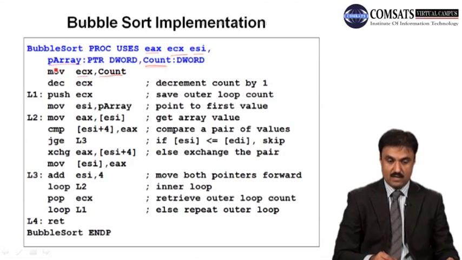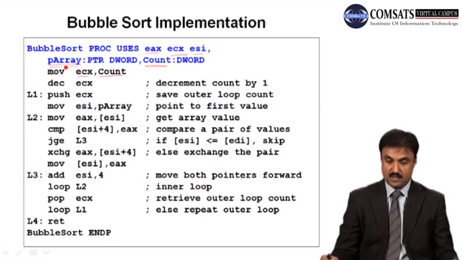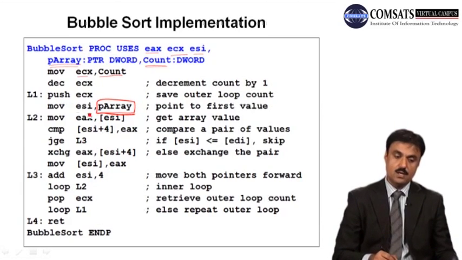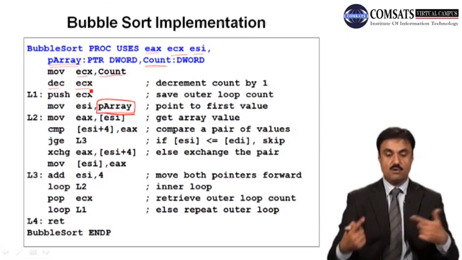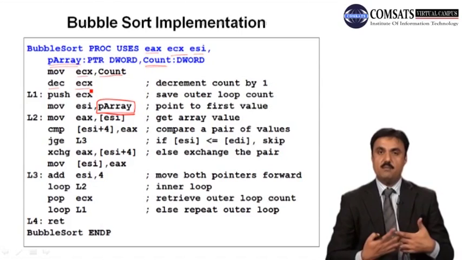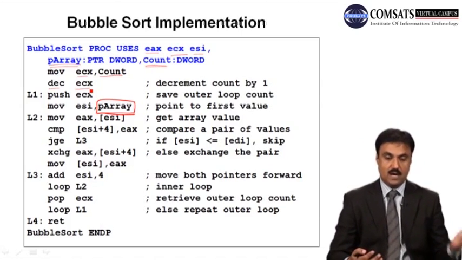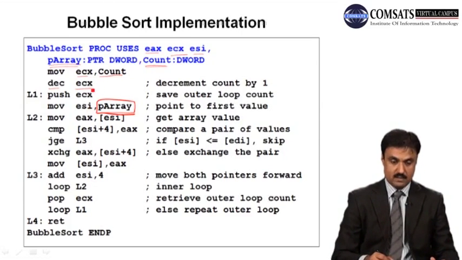And array has the starting value, so it points to the first element. So array has the offset value, or the starting address. This P array points to the double word. First we decrement ECX, for how many counts we want to continue, or how many passes we need, and we will continue until the whole array is sorted.